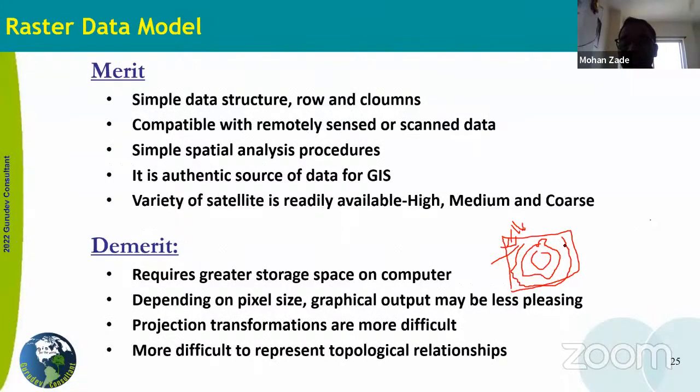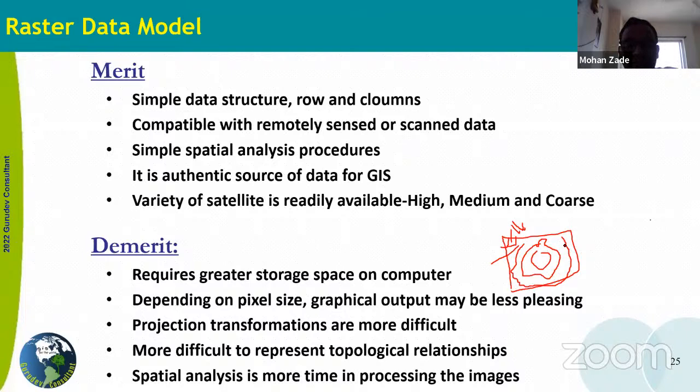Topological relationship is nothing but your relationship with other objects, because in the real world these are all connected. A district road is always connected with a state highway, and the state highway is always connected with the national highway. So that connectivity is maintained in the topological relationship. Maintaining the connectivity and proximity is known as a topological relationship. Spatial analysis is more time consuming, and therefore the processing also.